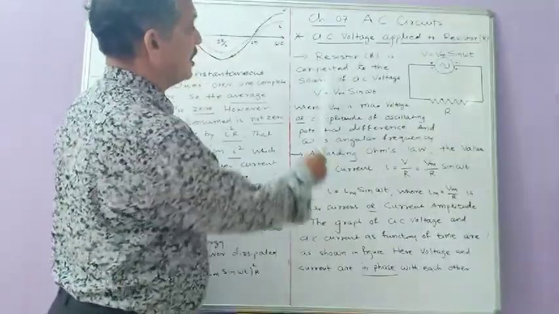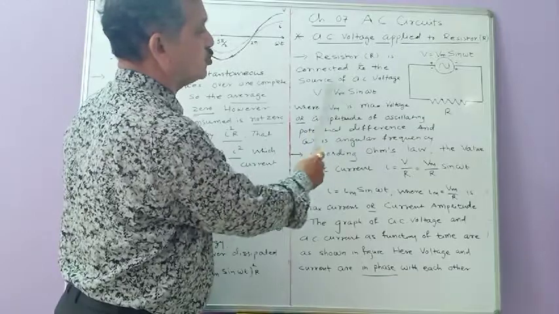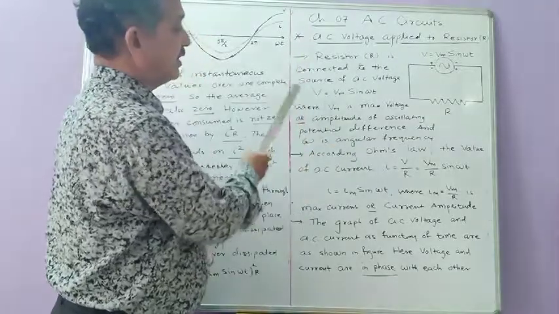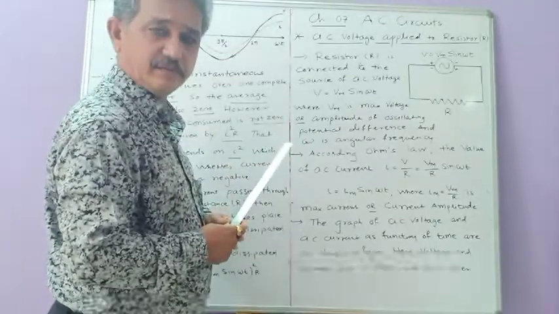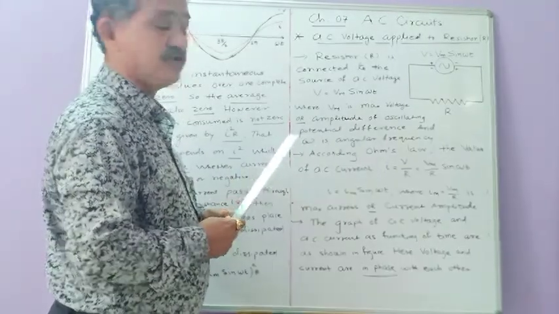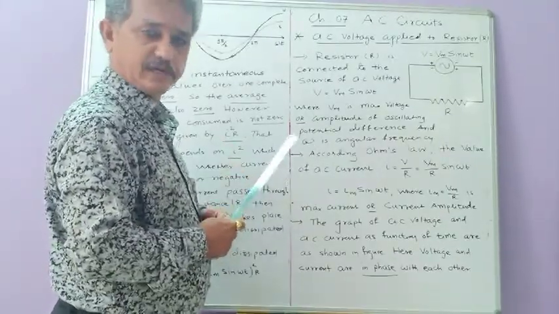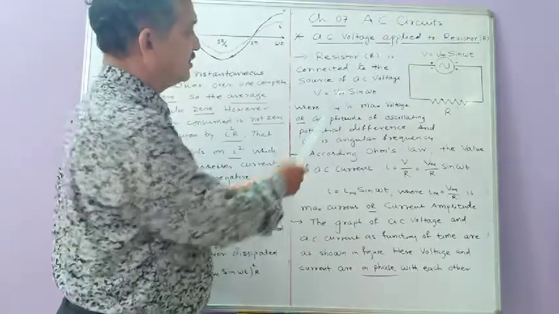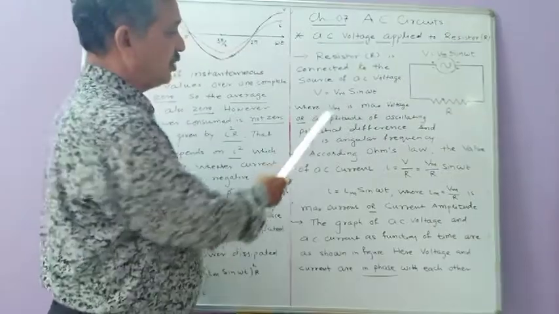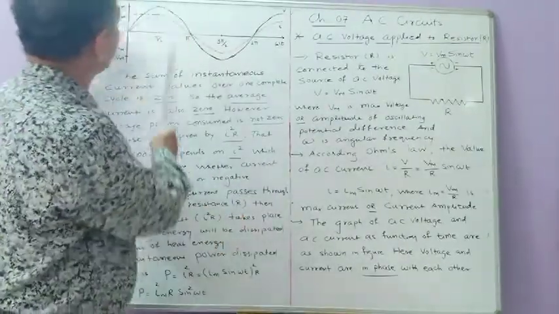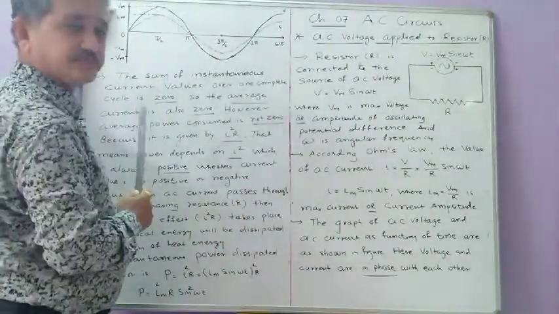So resistor R is connected to the source of AC voltage, and AC voltage is given either by V equal to Vm sin omega t, or by the equation V equal to Vm cos omega t. Here we are accepting the source of AC voltage as V equal to Vm sin omega t. Well, what is Vm? Vm is the maximum voltage.